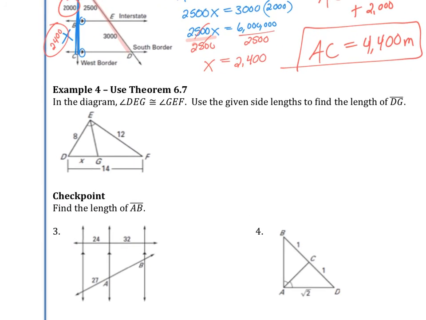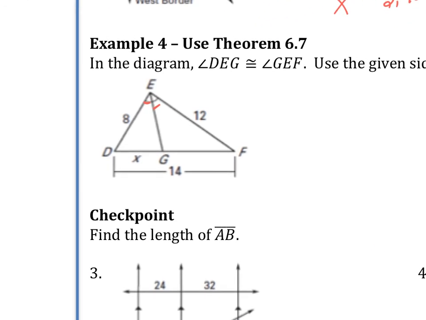Okay, example 4. In the diagram, angle DEG is congruent to angle GEF. So that means it bisects the angle. Use the given side lengths to find the length of DG. So the first thing, this gets kind of tricky. We know how big this part is, but we don't know what this green part is on the right. If the entire thing is 14, this green part is going to end up being the whole thing minus X. Basically, this whole side is 14, so 14 take away the red part is 14 minus X.